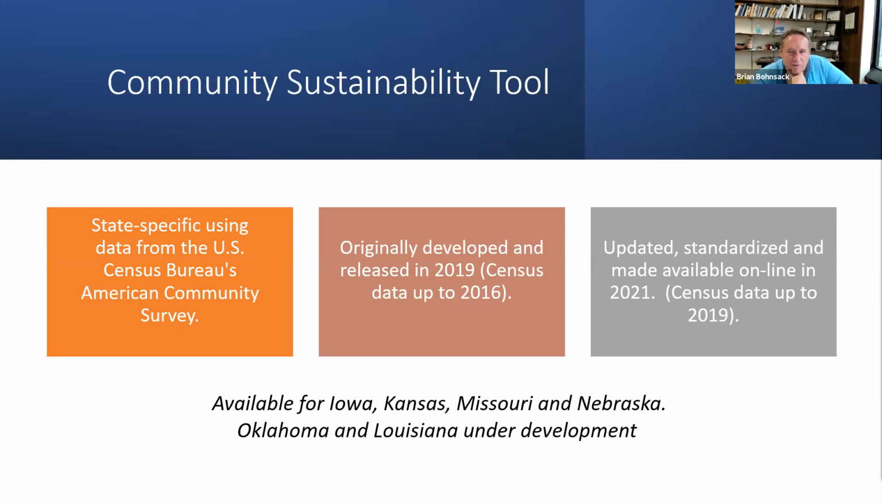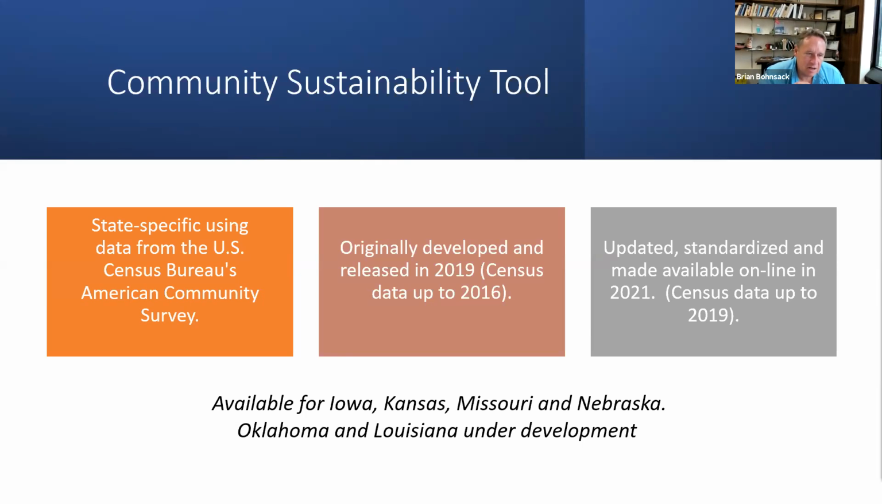Like the slide says, we originally developed it in 2019 and released it. Since it's using census data, what it was using was the data up to 2016. We received some positive feedback from some of y'all on the tool, and in particular from EPA. EPA was kind enough to give us funding, and we were able to provide updates to the tool this year. That's kind of the purpose of this. We're letting you all know that the tool is available, and we released it, and it's now got census data up to 2019.